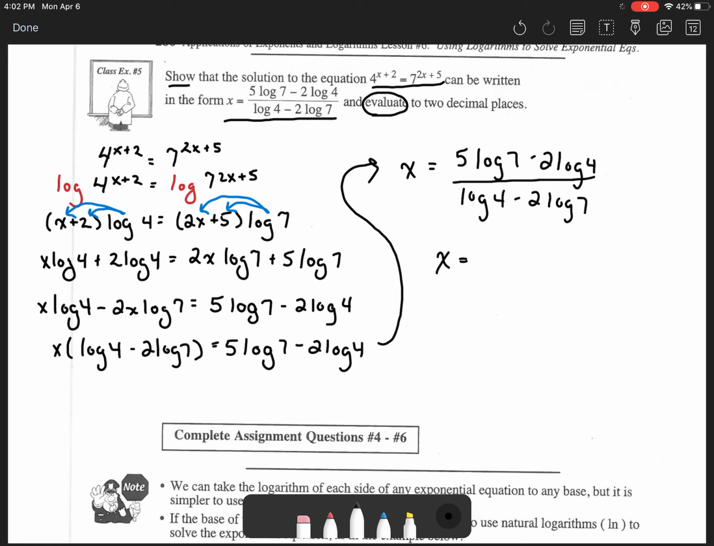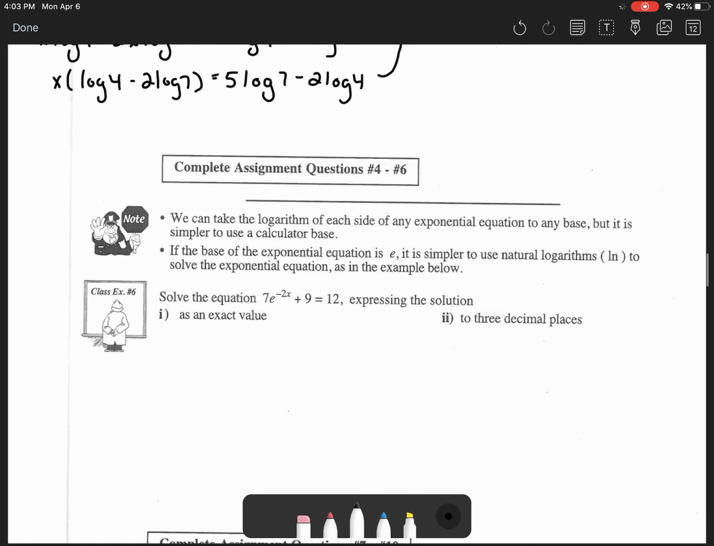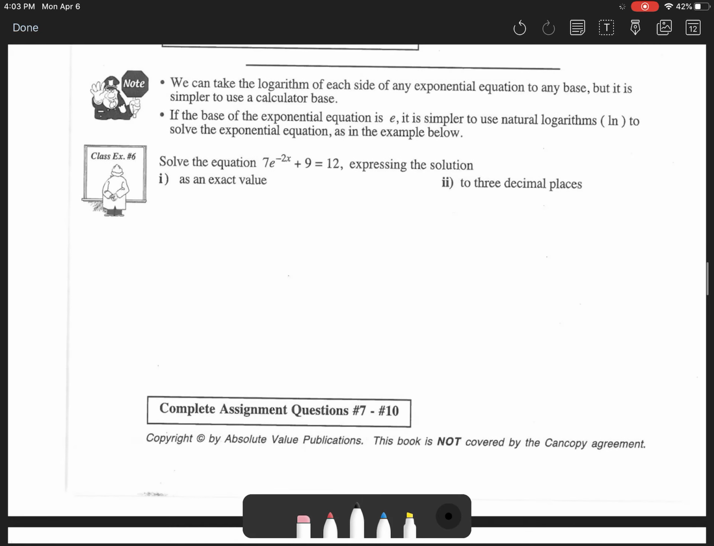I'm going to go 5 log 7 minus 2 log 4 divided by, and then the denominator all in brackets, log 4 minus 2 log 7. And I get negative 2.78. And there you go. Perfect. Okay, last question, and I will leave you alone for a little bit.